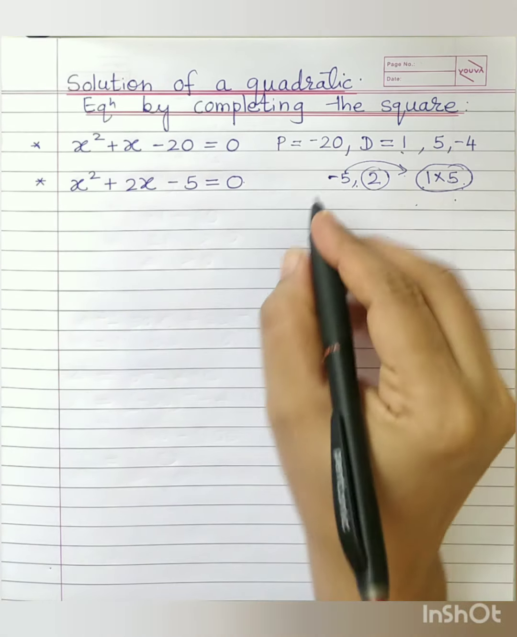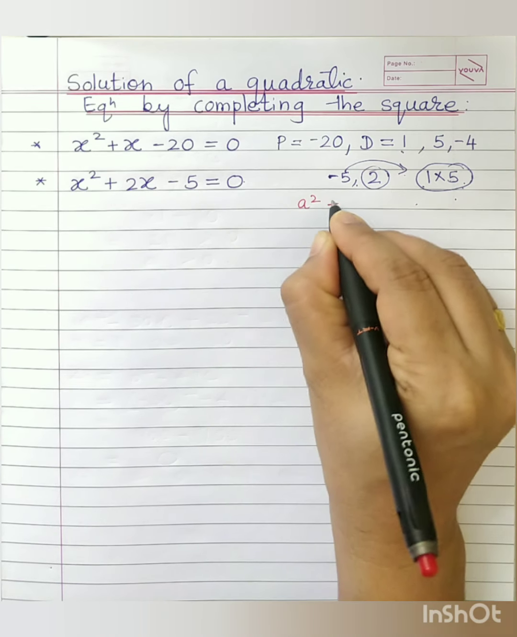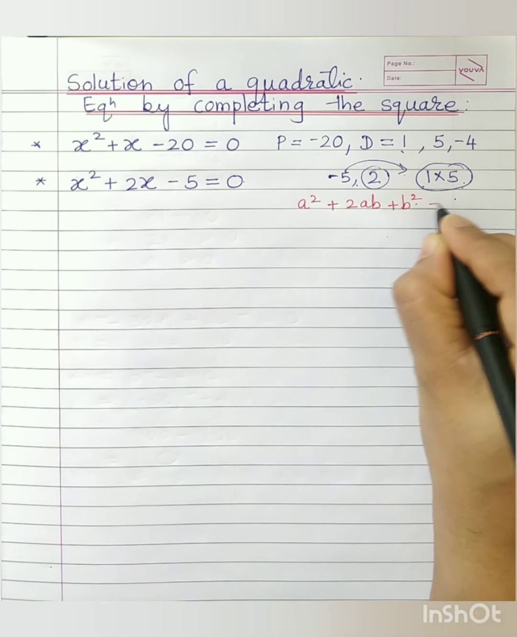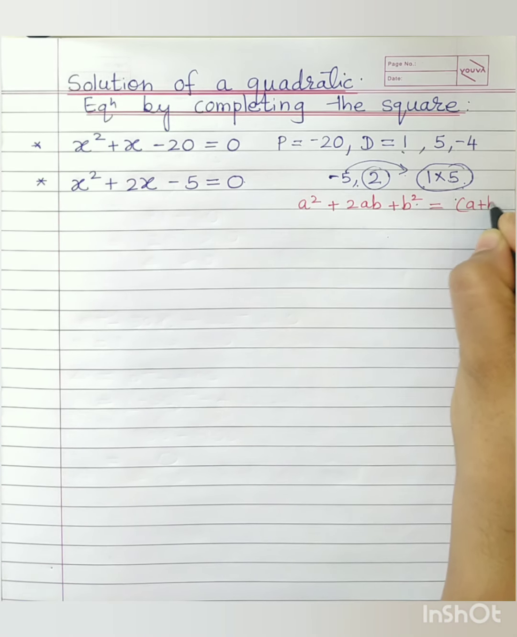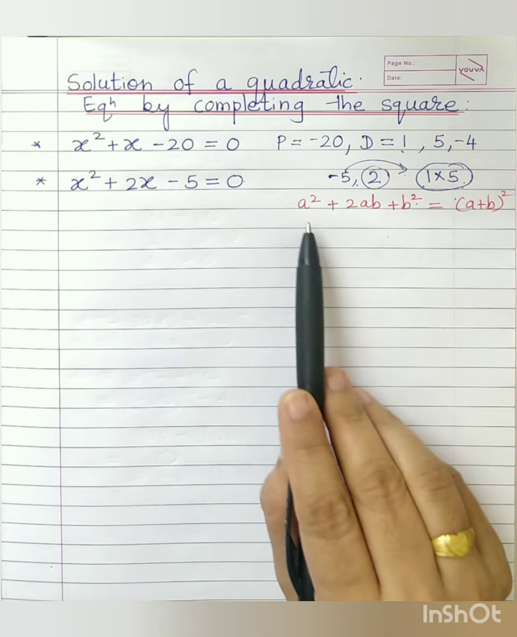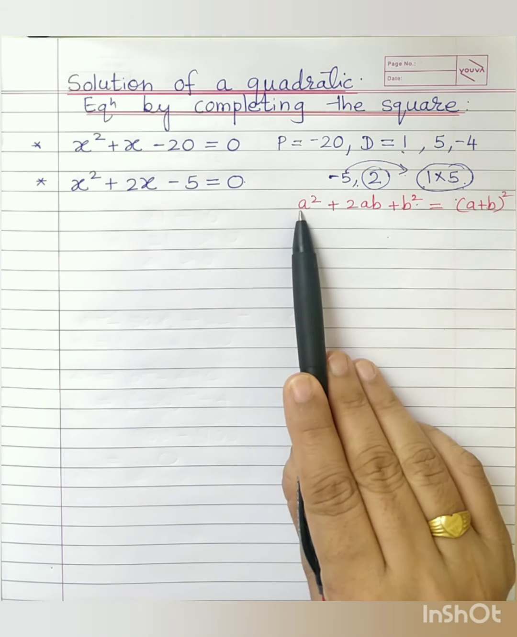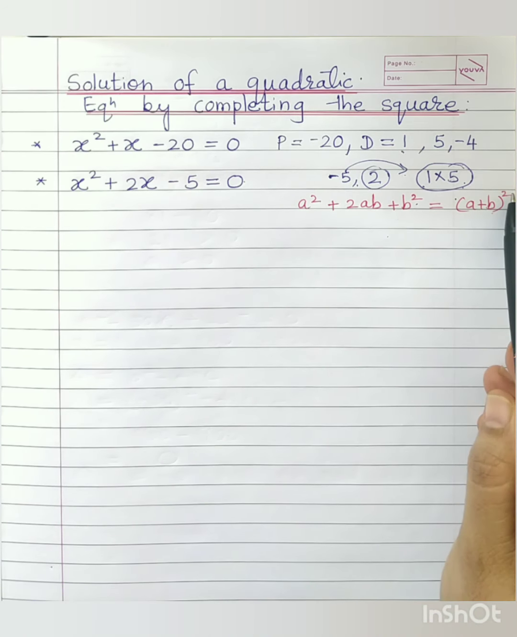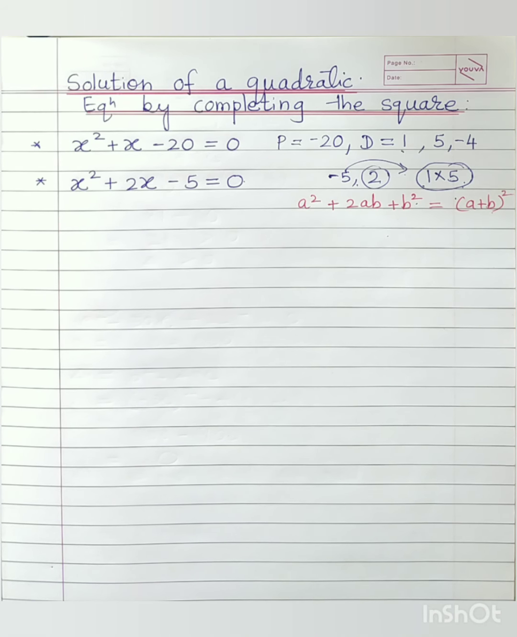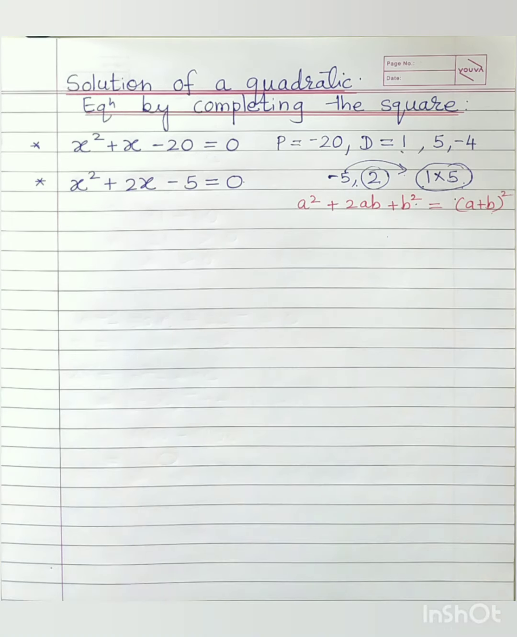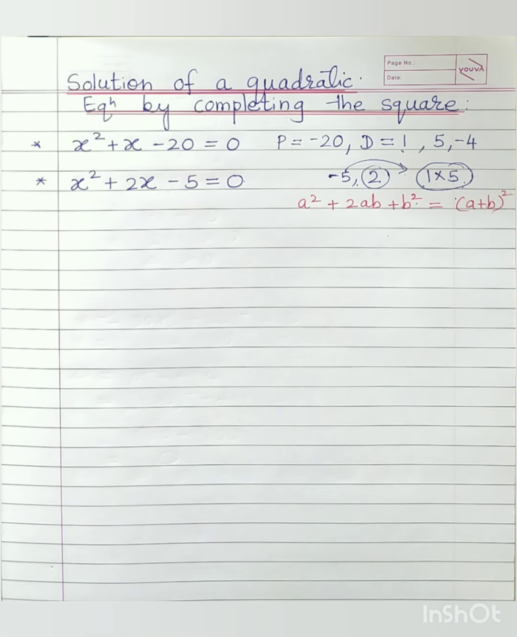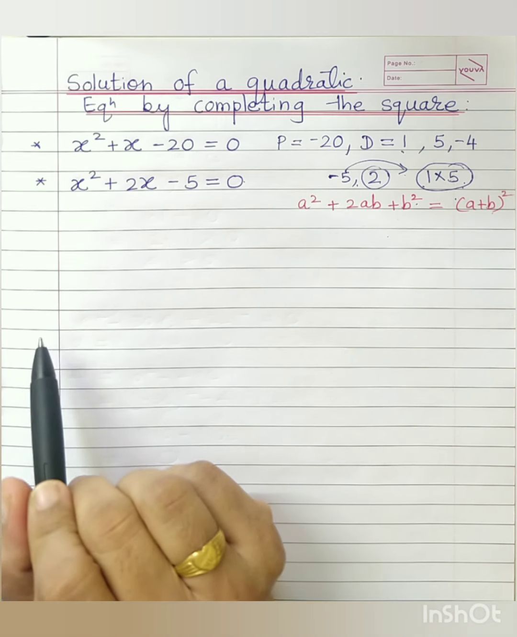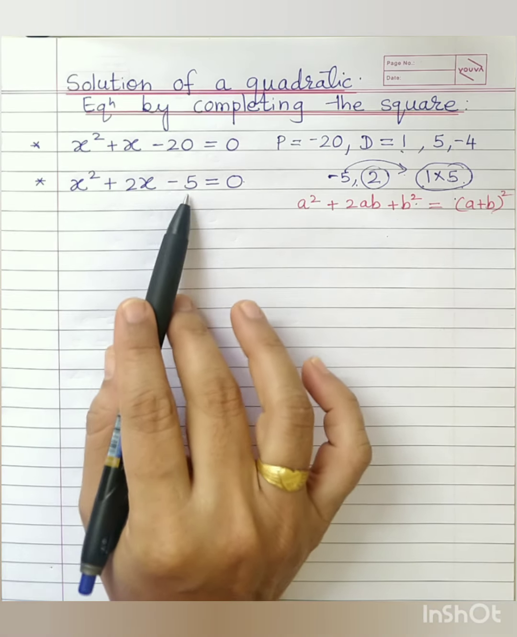You all may remember this formula: a square plus 2ab plus b square equals a plus b the whole square. What is the significance of this formula here? That this trinomial is a perfect square trinomial because it can be written as the square of some binomial, right? So if we could use this method here, when you observe x square plus 2x minus 5, it is not a perfect square trinomial. So we shall try to make it a perfect square trinomial.